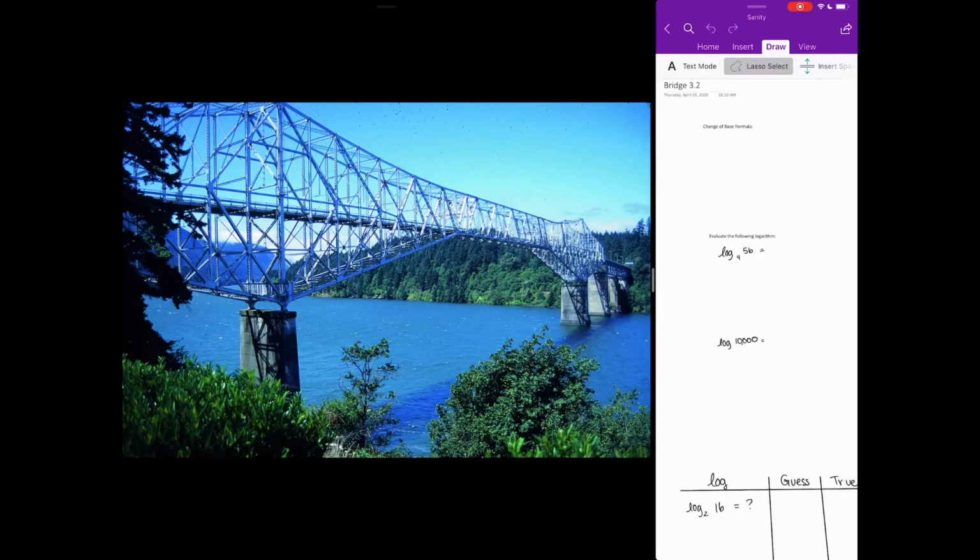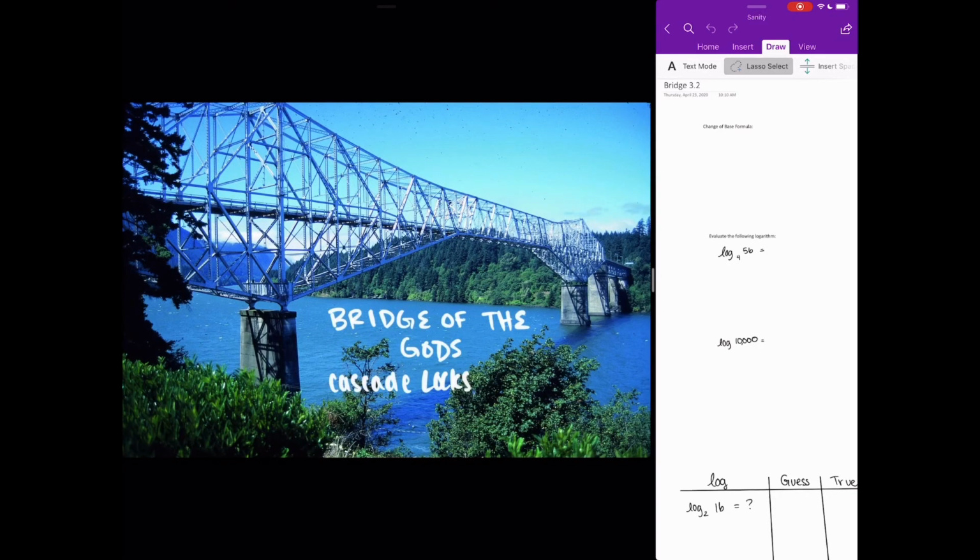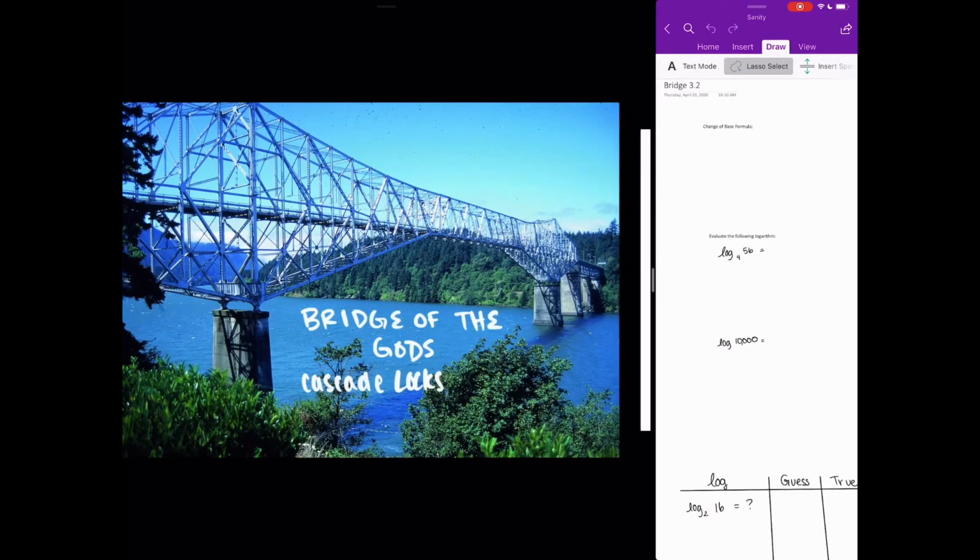It's the second assignment, and I have a bridge of the day. Check it out. Any guesses? Maybe it's one you're familiar with. It is in the Pacific Northwest. It is the Bridge of the Gods in Cascade Locks, Oregon. It connects the Washington and Oregon sides together.